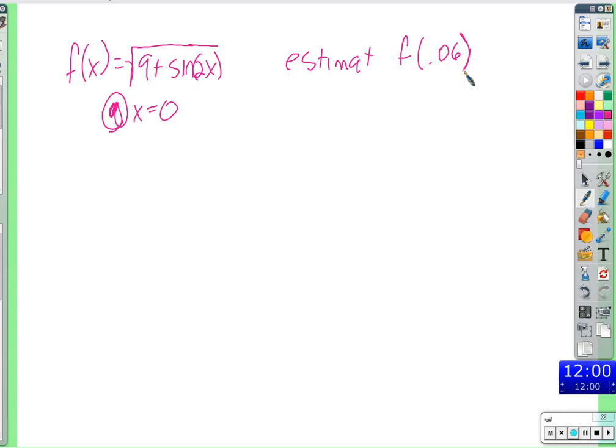Find the y value. Okay, now we're getting closer. Are we going to find the actual y value of the function? We're going to find an estimate of it. Okay, we're going to estimate it, not find the actual y value. So we got a square root function. Let's say it looks something like that.